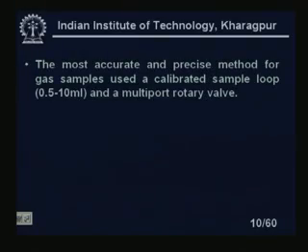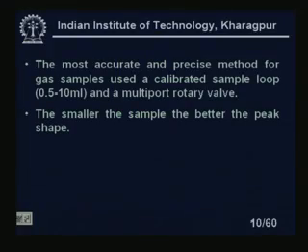The most accurate and precise method for a gas sample uses a calibrated sample loop of 0.5 to 10 milliliters and a multi-port rotary valve. Different types of rotary valves are used for this type of sample injection, because sometimes we need a valve so that the precise amount can be injected. The smaller the sample, the better the peak shape, as I told you. The peak shape should be better and better. Let us look at how the peak should look.